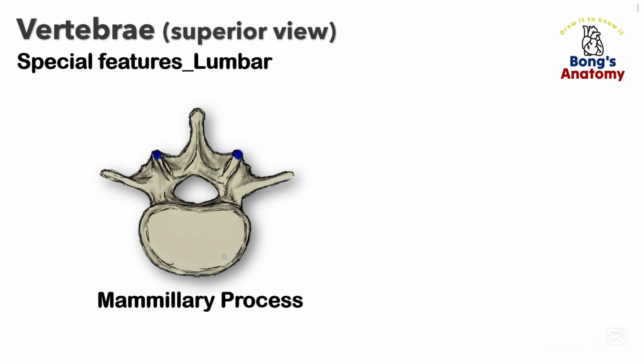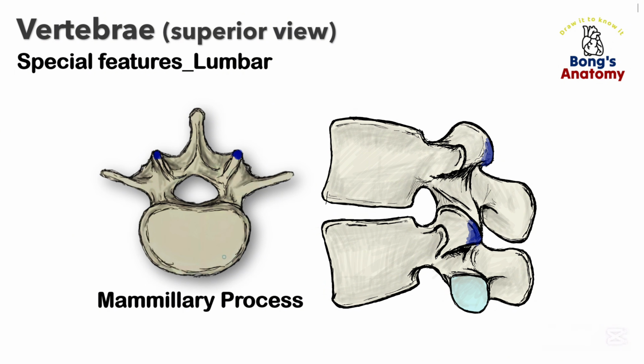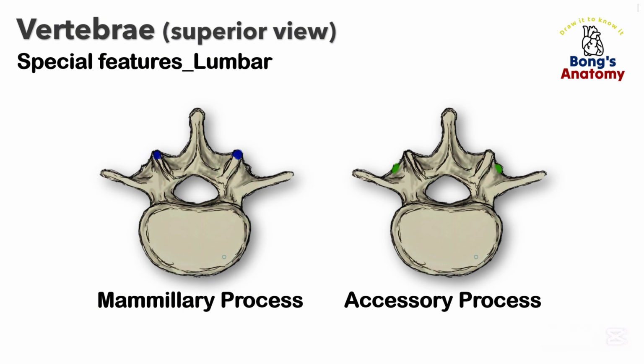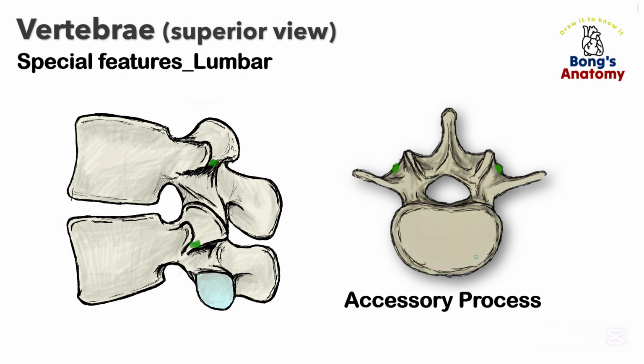Finally, lumbar vertebrae's unique features include mammillary and accessory processes. Mammillary processes can be found posterior to the superior articular process in lumbar vertebrae. These structures provide additional sites for muscle attachment, enhancing stability. Similarly, accessory processes are located posterior to the transverse processes in lumbar vertebrae, further contributing to muscular support.